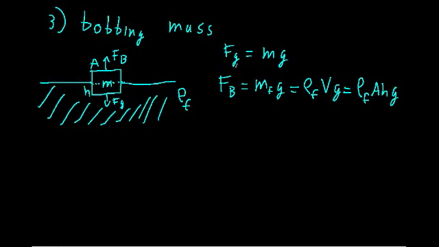And we know that it's at equilibrium, so these two forces are balanced out. So we get that the mass of the block times gravity is equal to rho F A h times g.